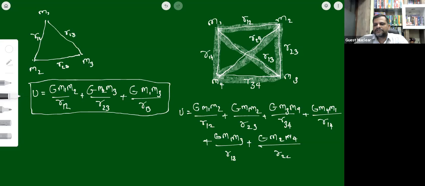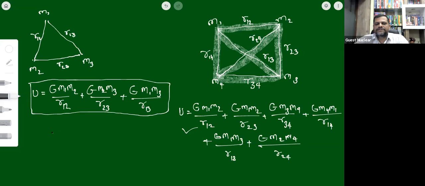r24. Yes, so these will be the 6 pairs which we have to add all together so as to get the total potential energy stored in this whole system of 4 masses. Remember, the system of 4 masses will contain the potential energy which includes 6 terms like this. So these 6 terms will come here, no doubt.